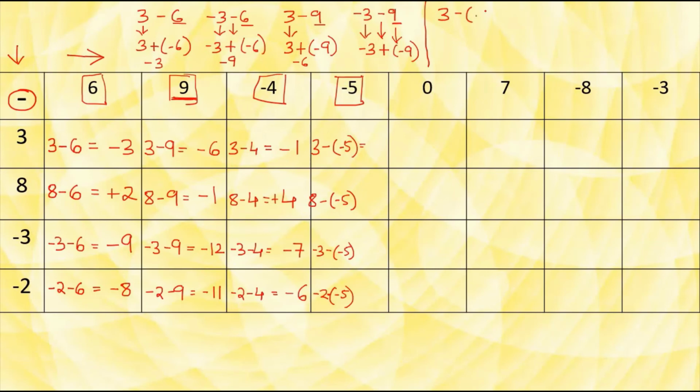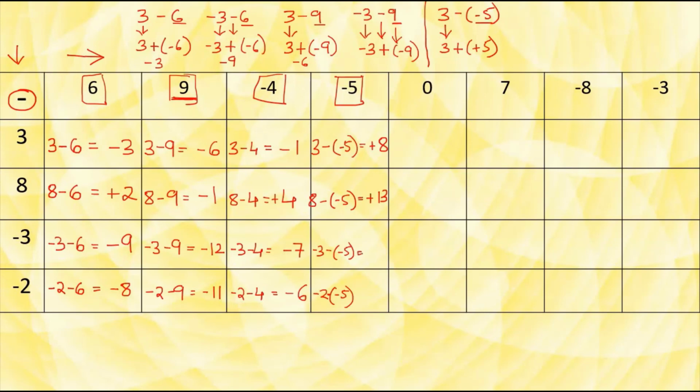3 minus minus 5 we have. So we will write 3 as it is. This minus will become plus and this minus 5 will become plus 5, which means 3 plus 5. Our answer will be plus 8. Similarly, the next answer for us will be plus 13.